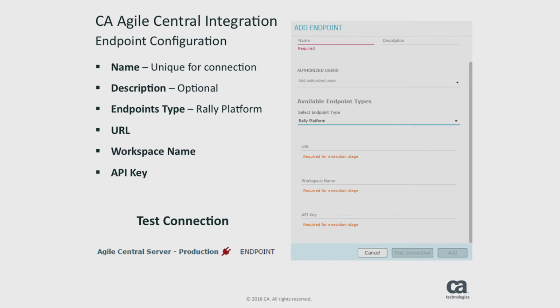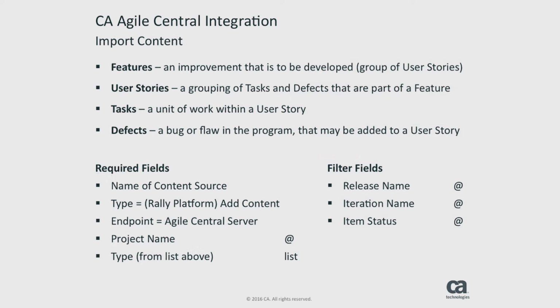So what can we do now? Well, one of the first things we want to do is have the ability to go out there and get content. What is content? Well, in the case of what CDE is set up for, it's basically these four items within the hierarchy of Agile Central.